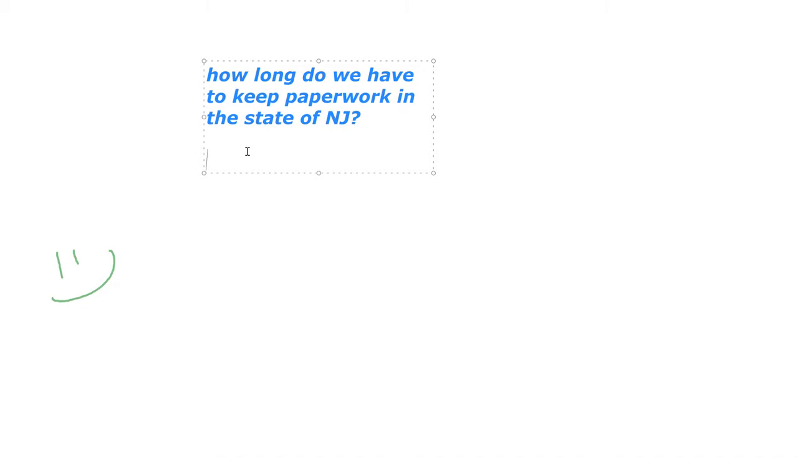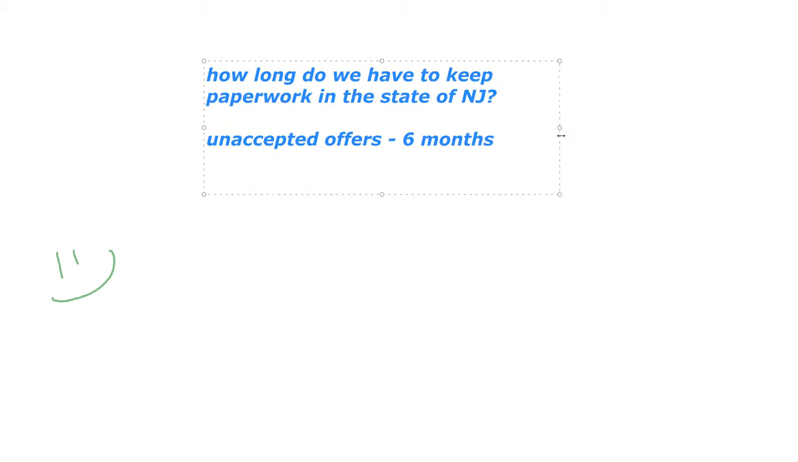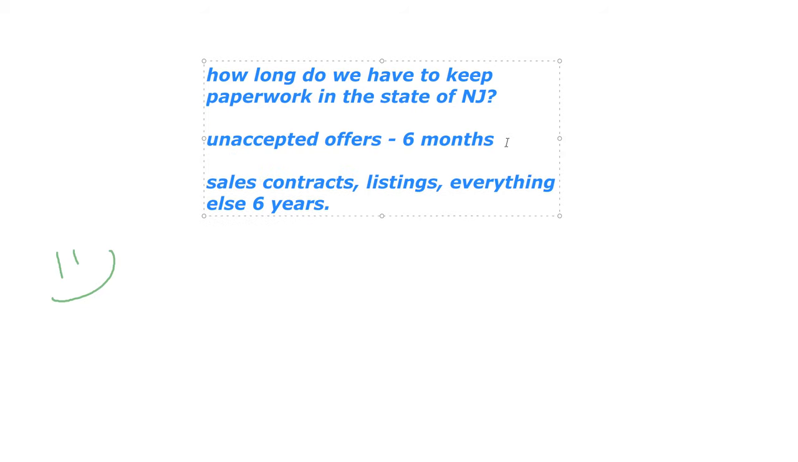Let's say this. Unaccepted offers. Some people are saying, wait, it depends. Ready? Unaccepted offers, 6 months. You have to keep them for 6 months. Everything else, okay, sales contracts, listings, everything else, 6 years. I refer to it as the rule of six, okay? 6 months for unaccepted offers, sales contracts, listings, everything else, 6 years, okay? So that is the scenario there.